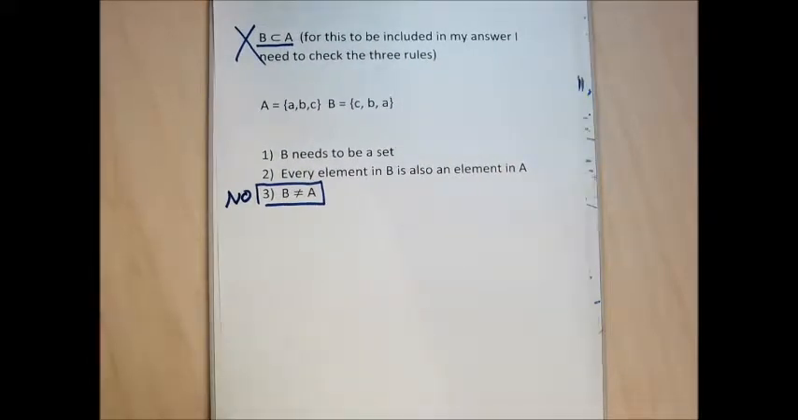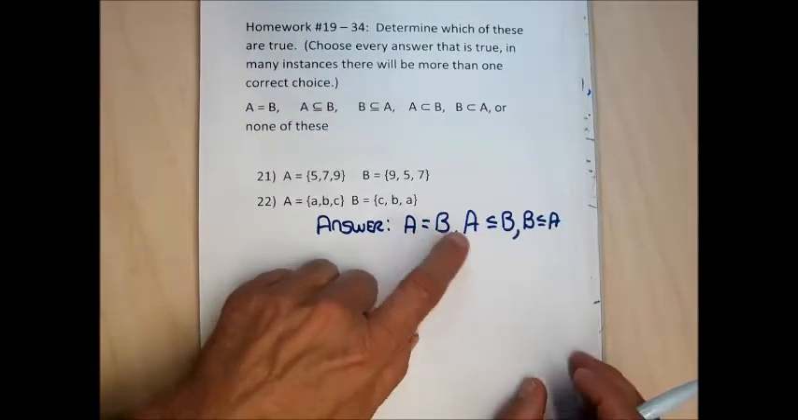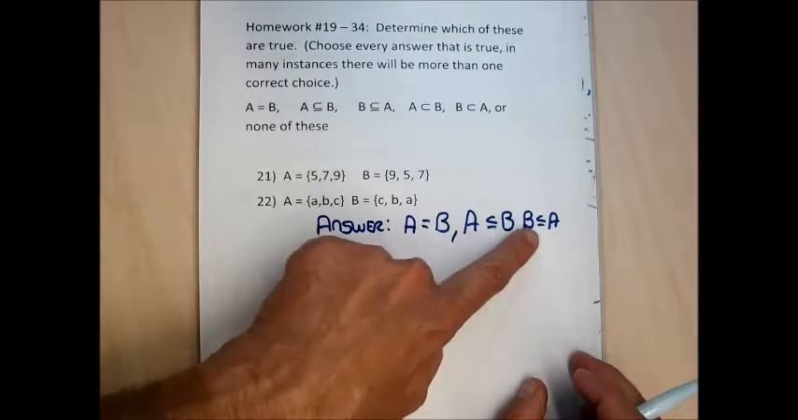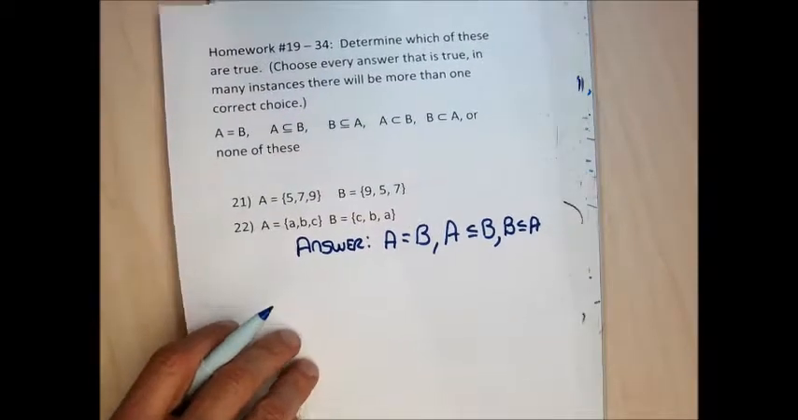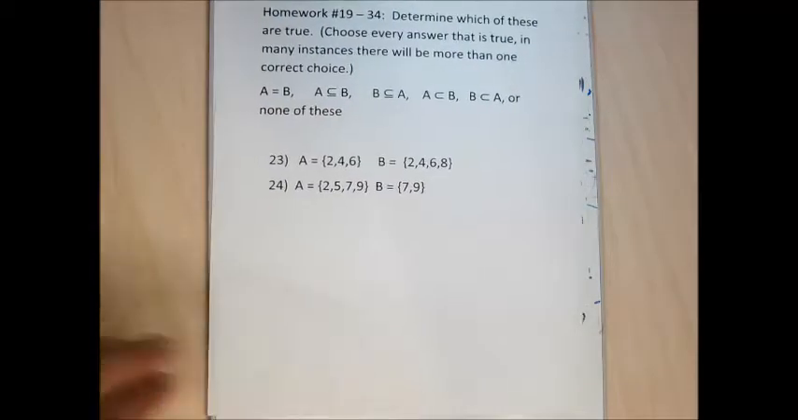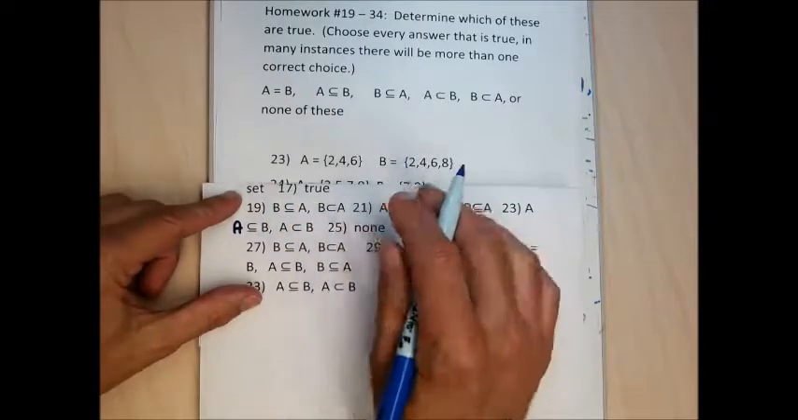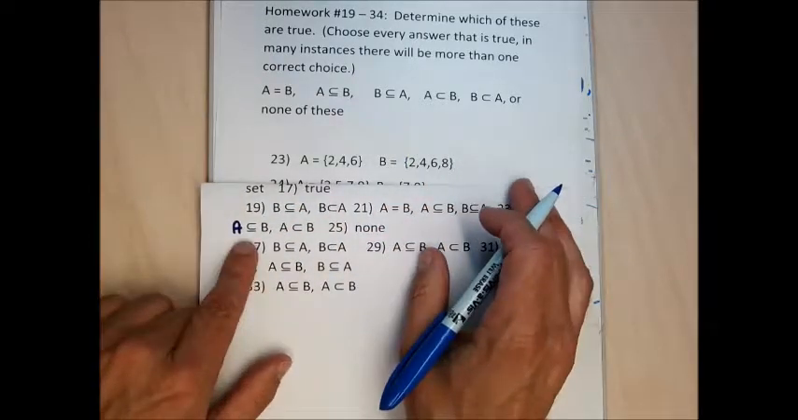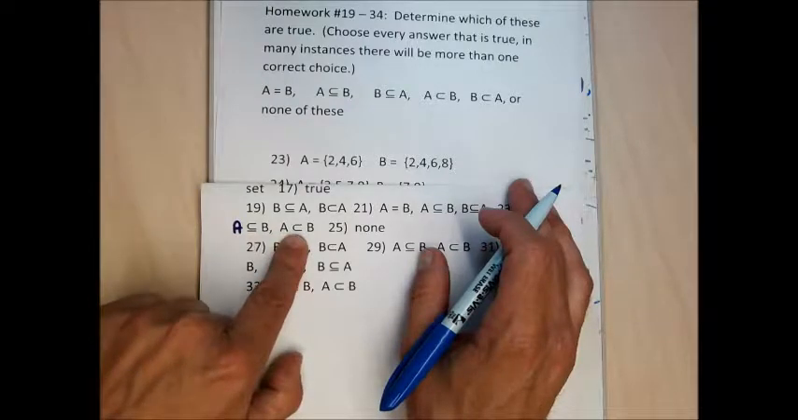So the only things that go in my answer for problem 22 are A is equal to B, A is a subset of B, and B is a subset of A. It's exactly the answer you're going to get for problem 21. Just in case you want to do 23 without watching me do any more, the answer to 23 is going to be A is a subset of B and A is a proper subset of B.